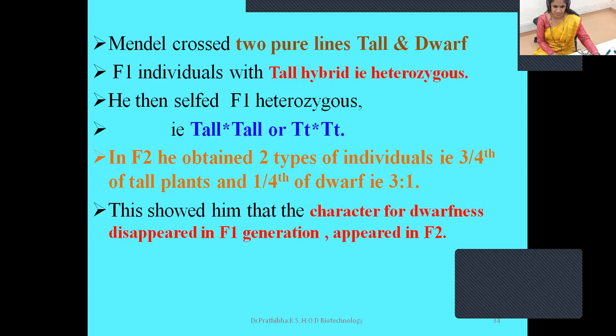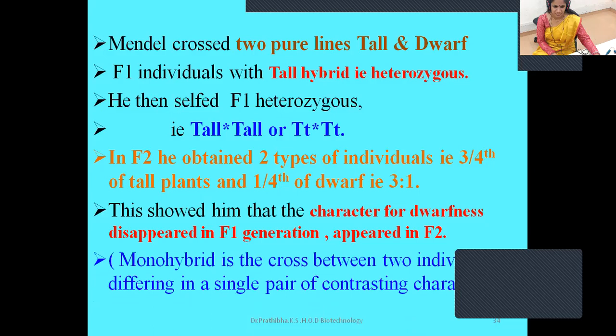Okay. 3 is to 1 ratio is the phenotypic ratio, whereas 1 is to 2 is to 1 ratio is the genotypic ratio. This showed him that the character for dwarfness disappeared in the F1 generation, which reappeared in the F2. Okay. So we can give the definition of the monohybrid. That is, monohybrid is the cross between two individuals differing in a single pair of contrasting characters. Okay, this is all about the monohybrid.